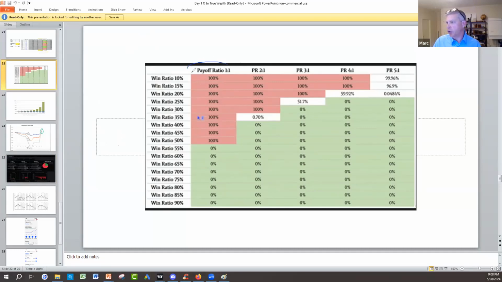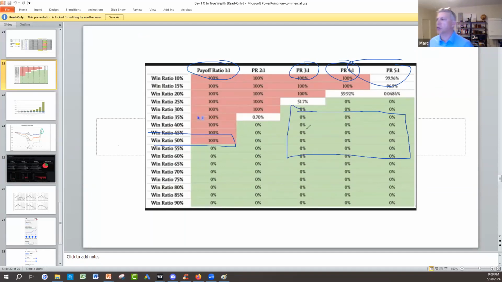So if you do a 1-to-1 ratio and you have a 50% win ratio, you are going to blow up everything. But look here, if you structure a trade with 3-to-1, 4-to-1, 5-to-1, and your win ratio is at 30%, which is where most people are going to be, that means you cannot afford to do less than 3-to-1, because over time, your risk of blowing everything is huge.